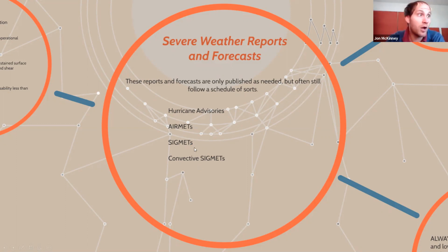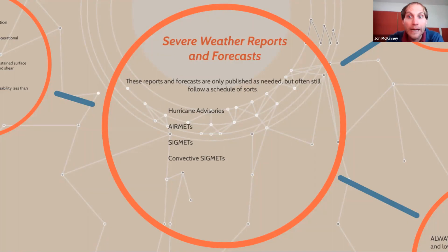You need to know that an air met would typically be valid for 6 hours. A sigmet would typically be valid for 4 hours. A convective sigmet typically would be valid for 2 hours. There are some exceptions to the rules, which is why I said the word typically. Maybe I should say generally. That's how long they're valid, but they're issued on an as-needed basis.